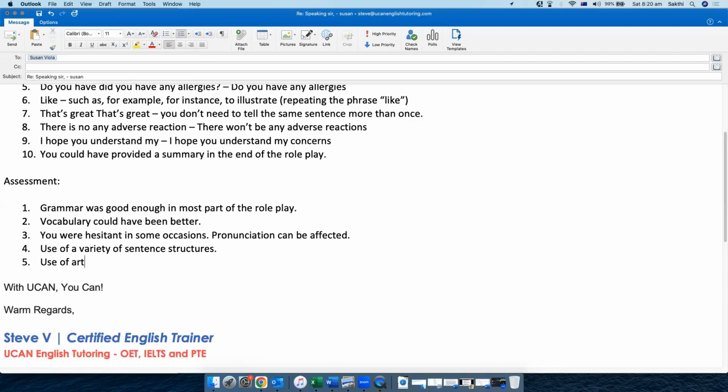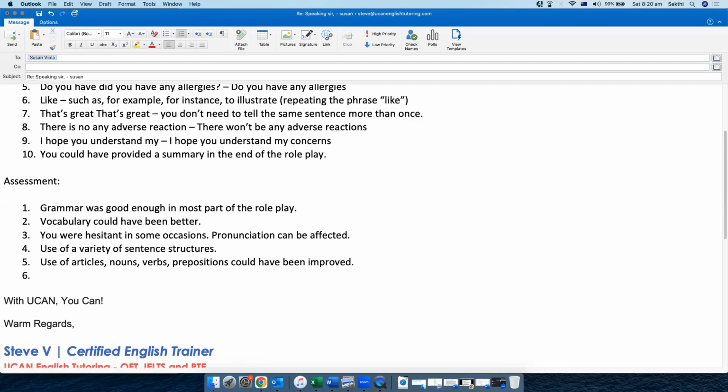Use of articles, nouns, verbs, prepositions could have been improved as well. Could have been improved a little bit. And speech rate is perfect. I'm quite happy with the way that you're speaking at the pace, which is quite normal. Speech rate is absolutely fine.